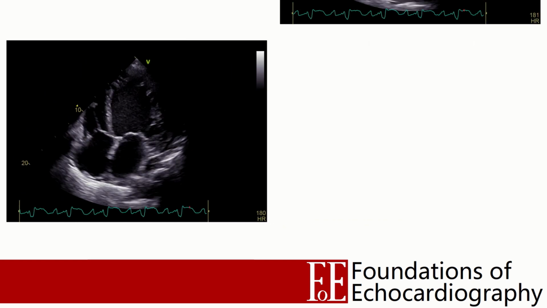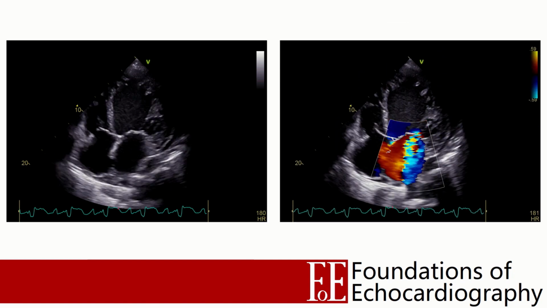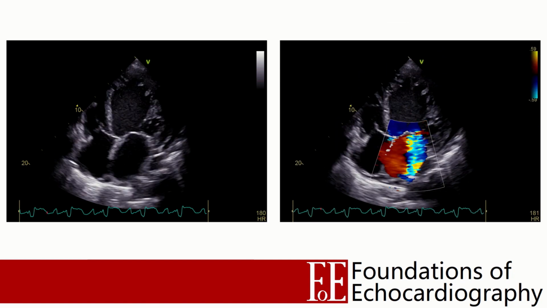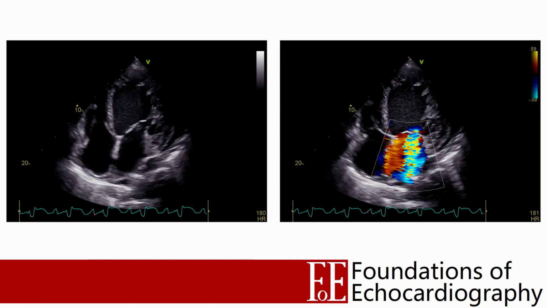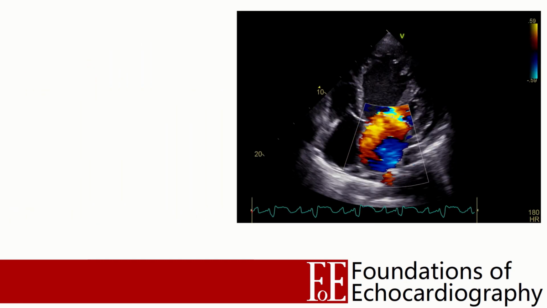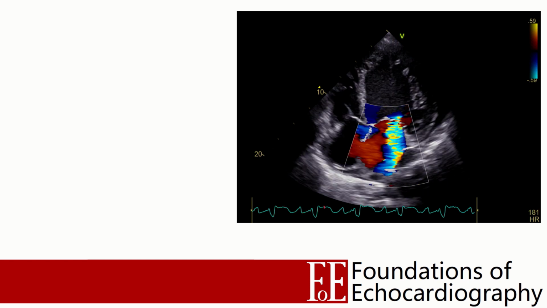If we take a look at the apical 4-chamber view, this confirms what we know about the dilated and poorly functioning left ventricle, and with colour placed over the left atrium, we can see that even though the LA is dilated, the jet fills the majority of the LA area.